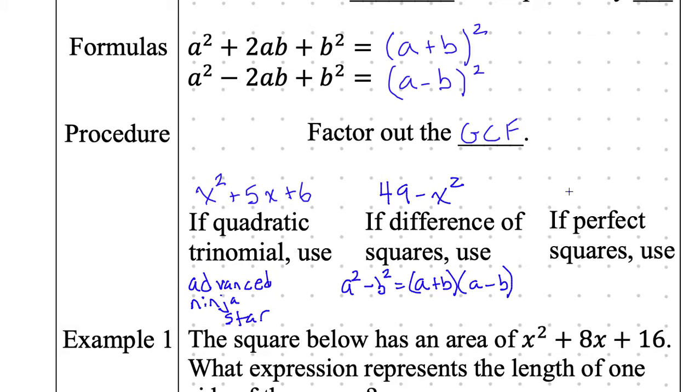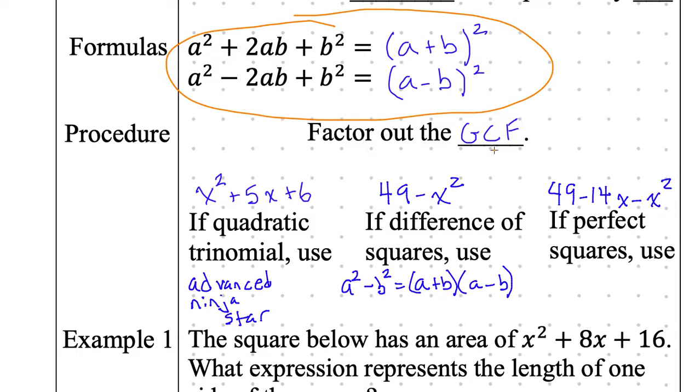Lorea: 49 minus 14x plus x squared. Perfect. Thank you. And if I have perfect squares, then I'm going to use one of these 2 formulas, and then we need to write them all out. So write the formula again. I know that's not very much room, but you need to write these 2 formulas down here. Rewrite them again, please.